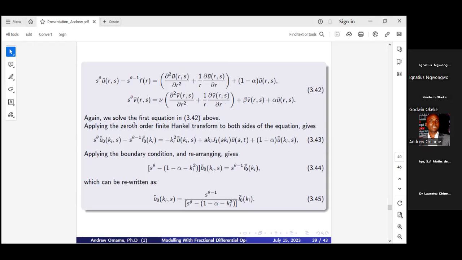So I solve the first equation. We solve the first equation of 3.42. I apply the zeroth order finite Hankel transform, because there is a standard result for the zeroth order finite Hankel transform of this expression given in 3.42. If I apply it to both sides of the equation, then I will have this expression which I have here. Apply the transform to this, I get this. Apply the transform to this, I get this. Apply the transform to the whole of this, I get this.